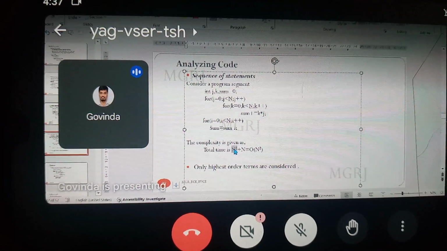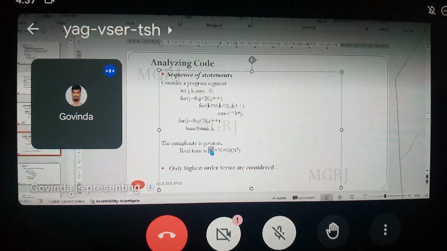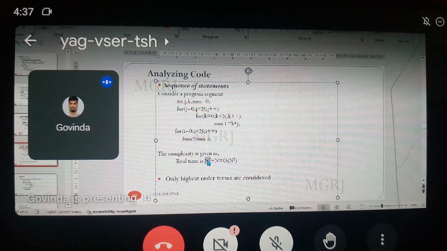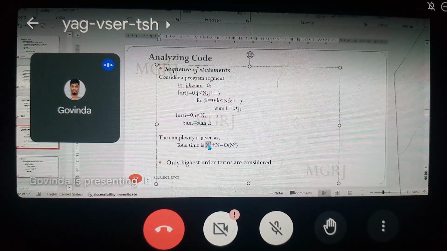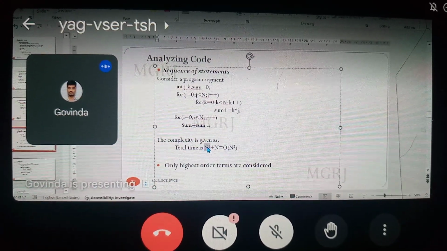The meaning of that is, say the value of n is equal to 100. In the linear sense, the number of operations it does is 100. In the square sense, n square is 100 into 100, 10,000 operations. So I need to say the complexity of this particular algorithm is varying in the square sense by considering the higher order terms only. Okay.